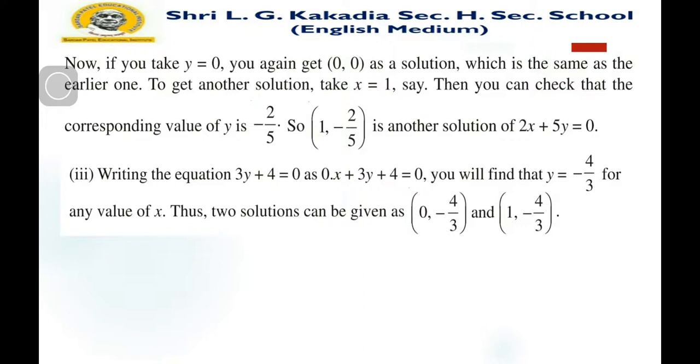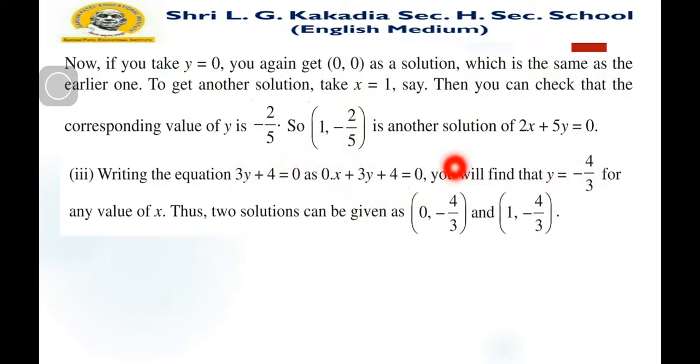Now for equation number 3, 3y plus 4 is equal to 0. Here we know that in this given form, there is no variable x. So we take 0 into x, that is 0x, plus 3y plus 4 is equal to 0. We can write this linear equation in the standard form as 0x plus 3y plus 4 is equal to 0. You will find that y is equal to minus 4 by 3.